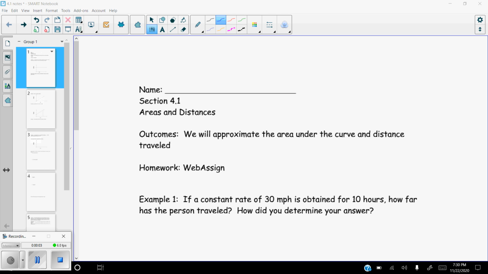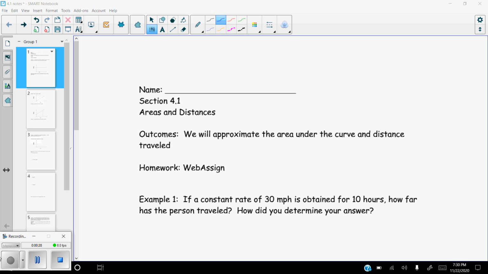Okay, so this is section 4.1, the start of chapter 4. We're actually going to be getting into integration in this chapter. Just like everything else, though, we've got to build some background before we can actually get into the core here. So what we're going to start talking about first is the idea of areas and distances and how they correspond.